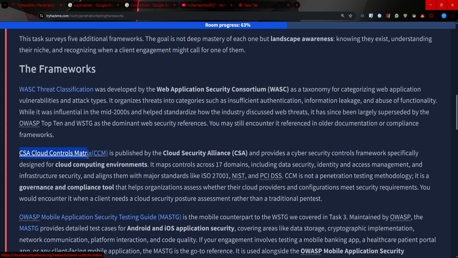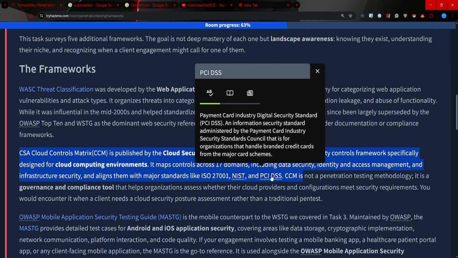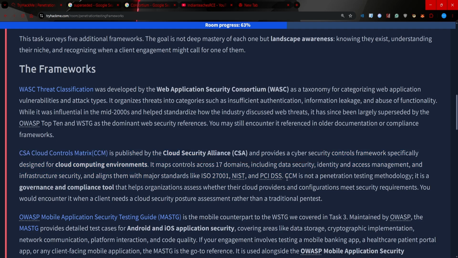The CSA Cloud Controls Matrix is published by the Cloud Security Alliance and provides a cybersecurity control framework specifically designed for cloud computing environments. It maps controls across 17 domains, including data security, identity and access management, and infrastructure security, and aligns them with major standards like ISO, NIST, and PCI DSS. Oh yeah, payment card one.